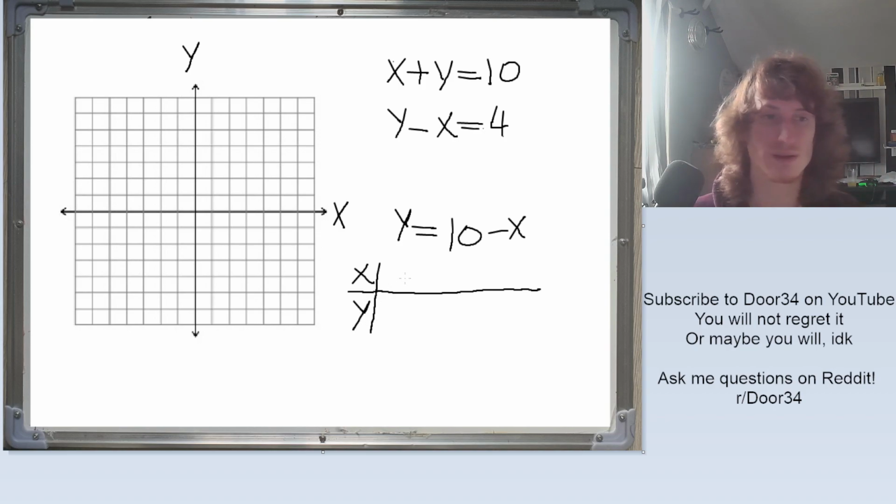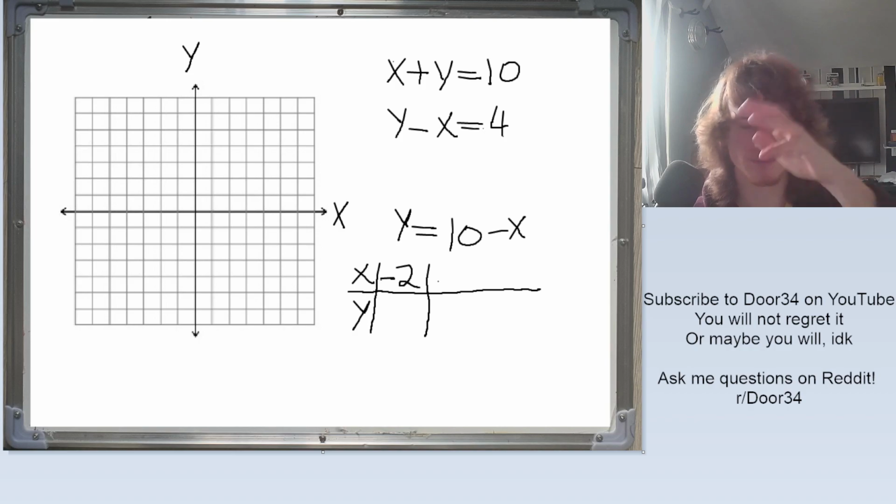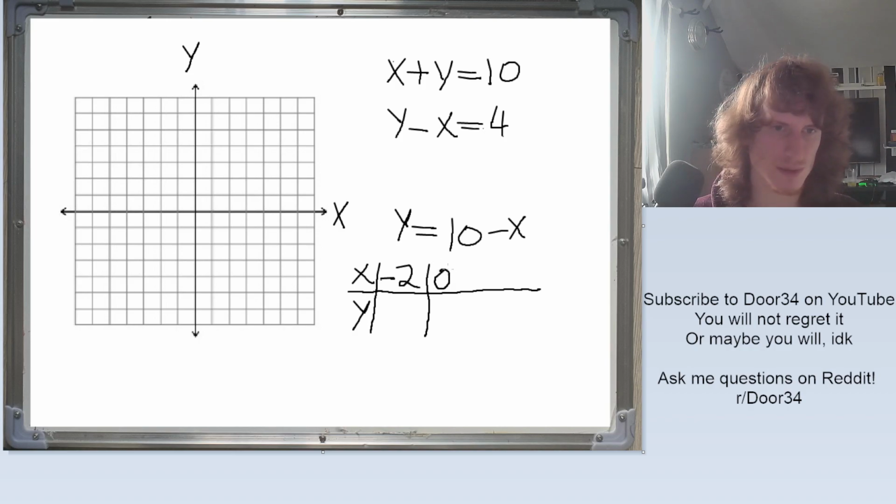So let's start from -2. Why not? And actually what I'm going to do is, just so we get a bit of a better range, I'm going to use an interval of 2 each time. And what I mean by that is I'm going to go -2, 0, 2, 4, 6, and 8.